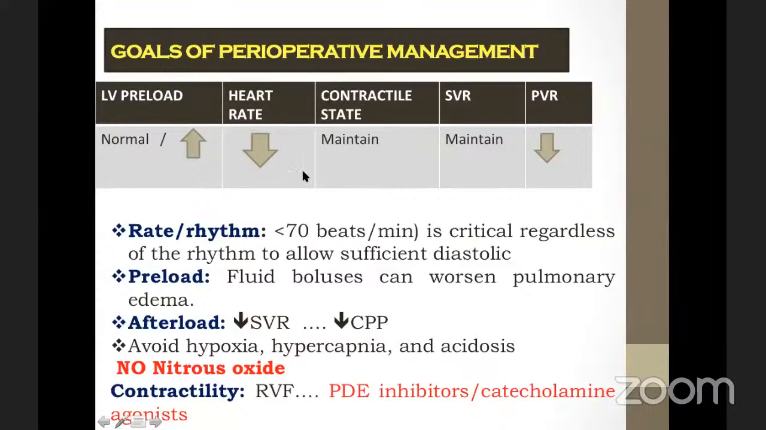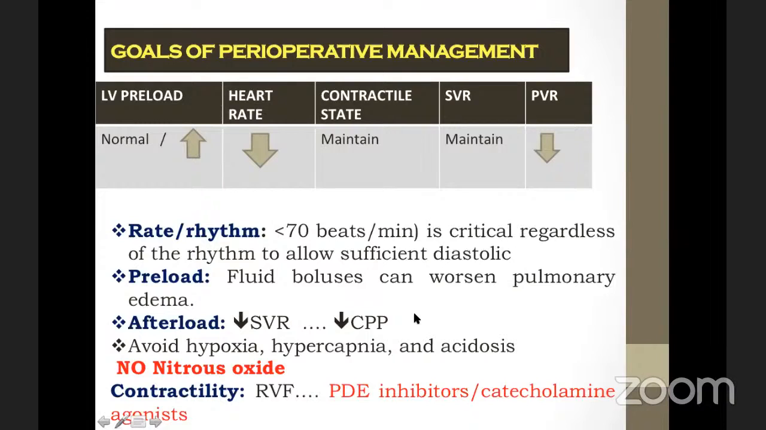Preload, heart rate severe. And try to keep the rate less than 60 minutes, because this is critical, and allow sufficient diastolic time for the filling of the ventricle. And don't give full fluid boluses, and fluid should be titrated depending upon how much loss is there, because certain fluid boluses give rise to pulmonary edema.